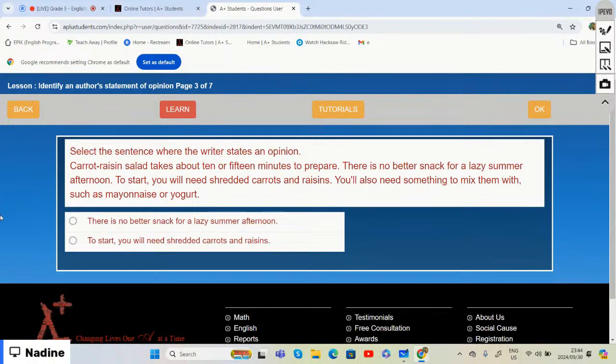All right, the next one says, carrot raisin salad takes about 10 or 15 minutes to prepare. There's no better snack for a lazy summer afternoon. To start, you will need shredded carrots and raisins. You'll also need something to mix them with, such as mayonnaise or yogurt. What is the writer's opinion here? Is it option one, there's no better snack for a lazy summer afternoon, or option two, to start, you will need shredded carrots and raisins? Option one or option two?